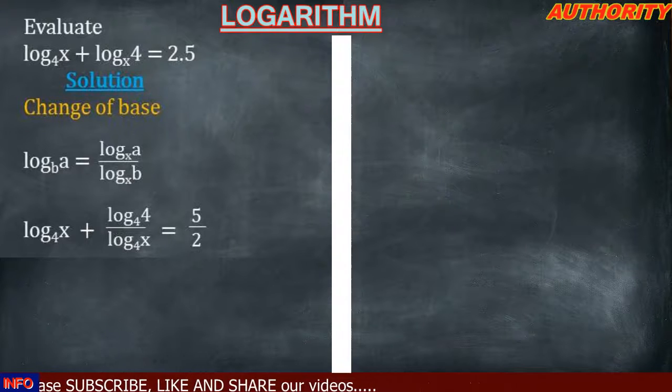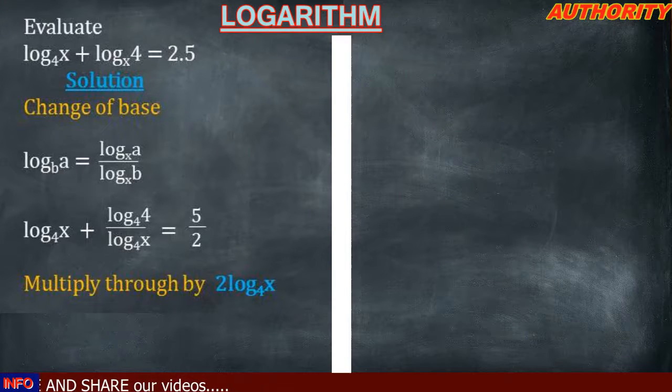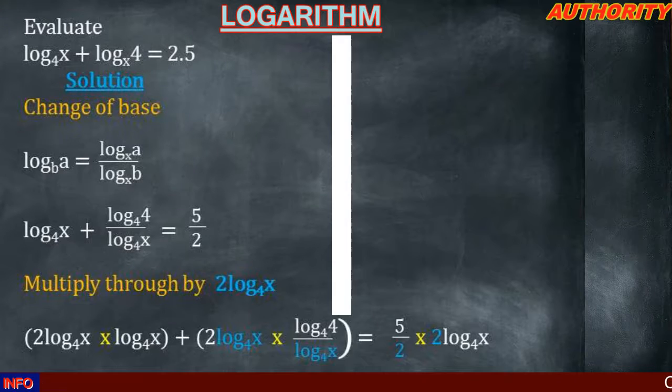And then you see that we are having fraction here. Let's clear the fraction by multiplying through by the product of the denominators. Okay, and then the product of their denominators is 2 log x base 4. So you multiply through, you're going to have 2 log x base 4 times the first term log x base 4 plus 2 log x base 4 times log 4 base 4 all over log x base 4 equal to 5 all over 2 times 2 log x base 4. All right, good.